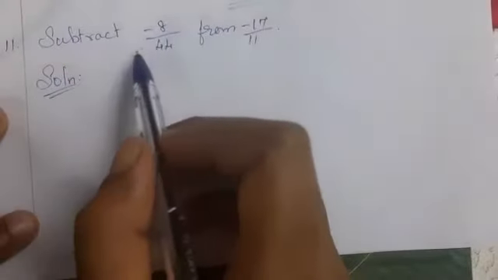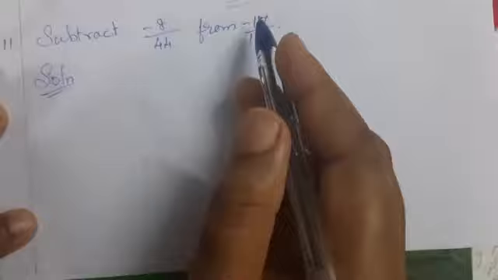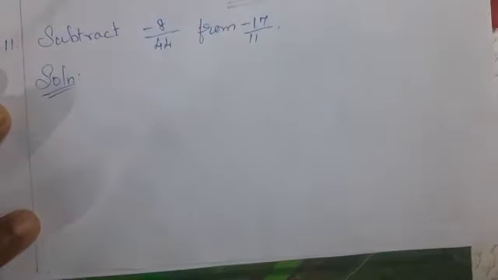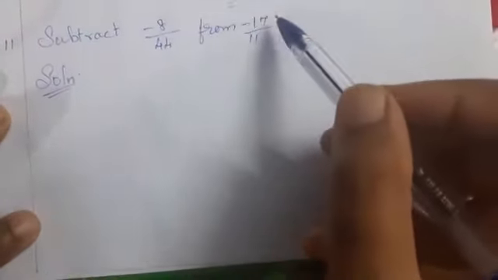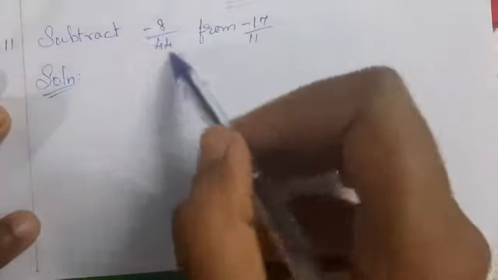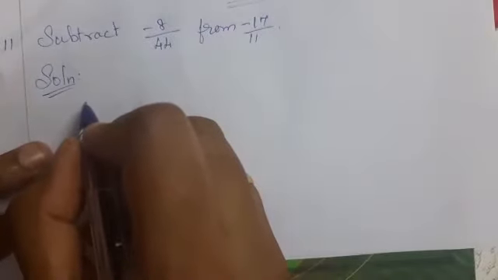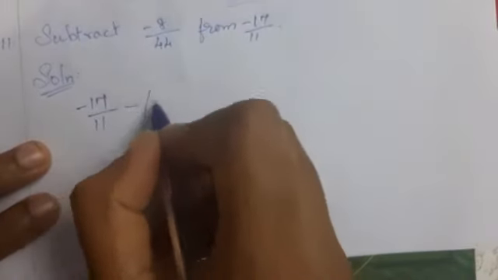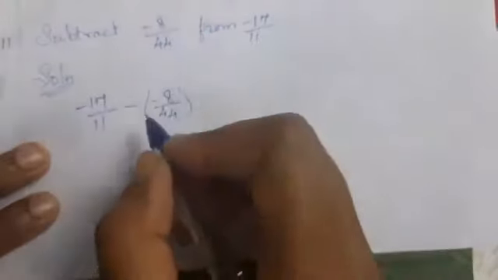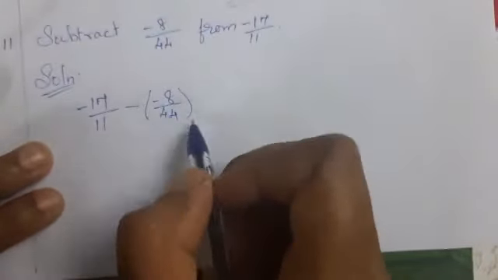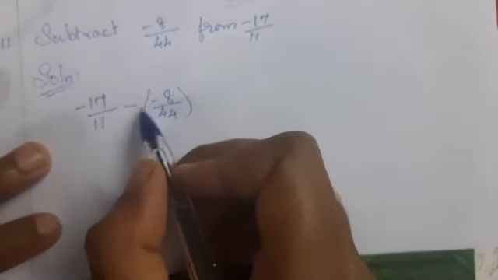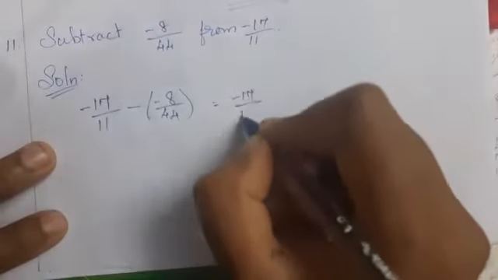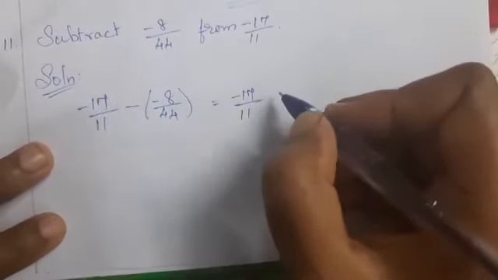See the 11th sum. Subtract minus 8 by 44 from minus 17 by 11. What is the meaning of from? First we take the term after from, then subtract with this. Therefore, your question is minus 17 by 11 minus 8 by 44. If you have signs continuously, immediately you must put the bracket. Then first cancel these two signs with a single sign. How can you cancel two signs with a single sign? Just multiply. Minus into minus is plus.